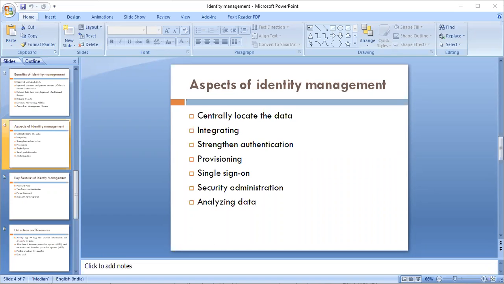Then we are having analyzing data. So when we are talking about analyzing the data, it should be centralized data, and centralized data can produce reports more easily. So all the administration, all the logs, all the activities should be recorded at one place. They should be verified or analyzed at one place so that a genuine report can be formulated. So this way we can also ensure the security measure. So data analysis is also an aspect of identity management.